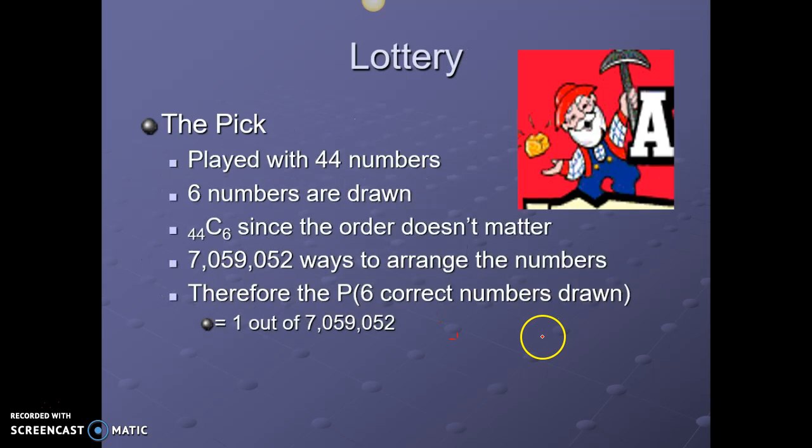Another application of this is the lottery. There's 44 numbers for the Arizona lottery pick, and we have 6 numbers. So 44 choose 6, it doesn't matter what order we get those numbers as long as we get them. So we have 7 million different ways to arrange these 44 numbers in a winning lottery ticket, and therefore the probability is 1 out of 7 million.